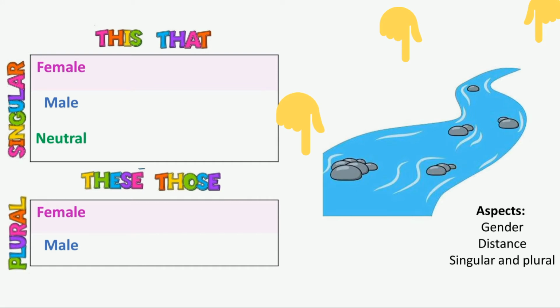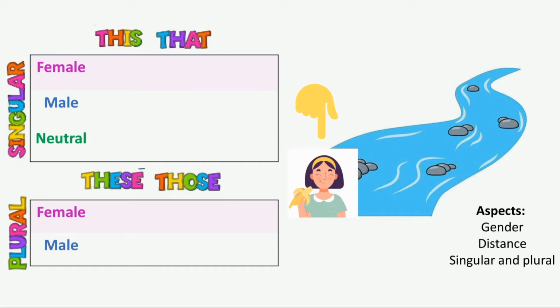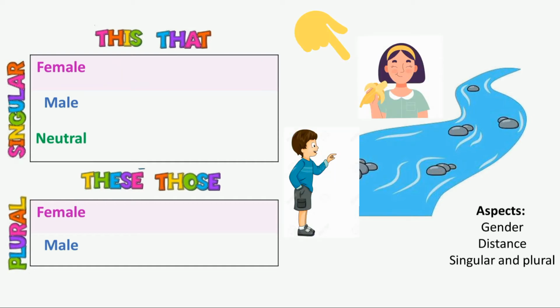The first distance is when an object or person is near me. This is equal to this. The second distance is when the object or person is away from me. This is equal to that.